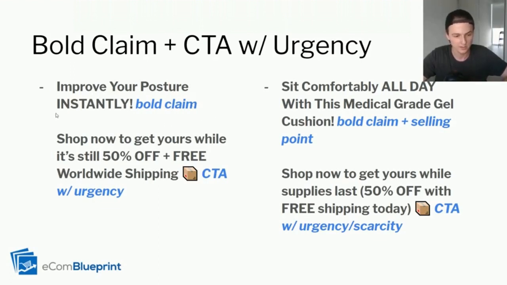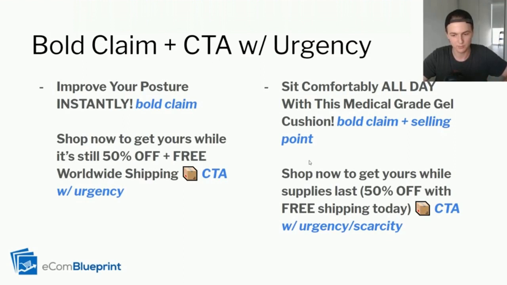And so you want to do a bold claim about your product. So improve your posture instantly. This is the ad copy that I used for almost all my ads for Flex Posture, because this is the one that did best. Improve your posture instantly, and that's the bold claim. And then the CTA with urgency. Shop now to get yours while it's still 50% off plus free worldwide shipping. And you don't even need to put your link in ad text. I used to put my link in the ad text. I don't do this anymore. I just tell them shop now, and then there's the shop now button they can press on. And so this is all I do for my call to action.